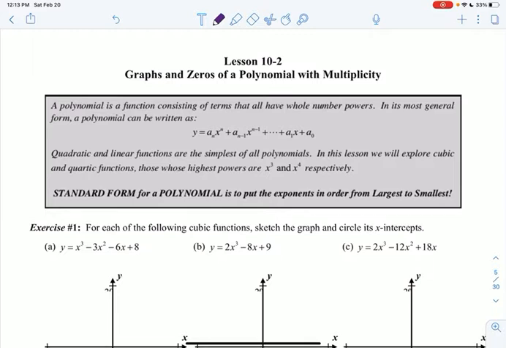That's written there. But we're going to talk about quadratic and linear functions being the simplest of all polynomials, but the ones that we're really going to talk about today are those with higher powers, those with x to the third and x to the fourth. Those are called cubic and quartic functions. The important thing I want you to remember is that the standard form of a polynomial is to put the exponents in order from largest to smallest. I always start with the higher exponent.